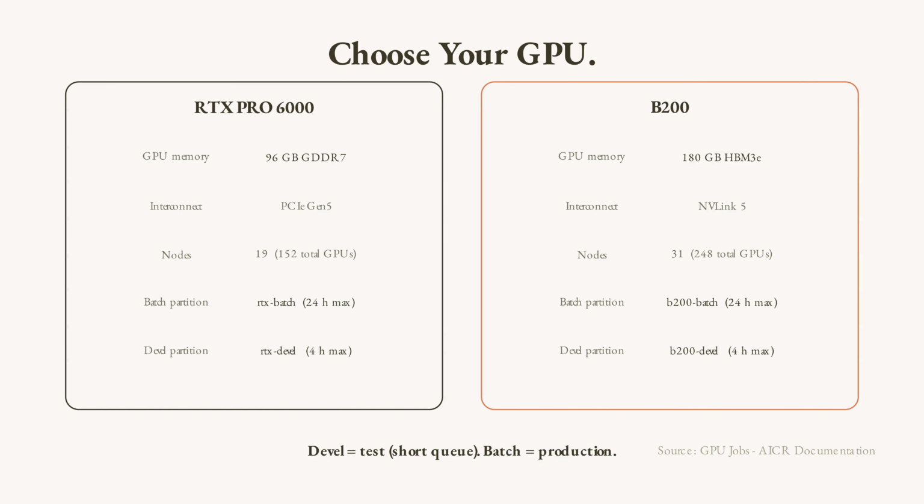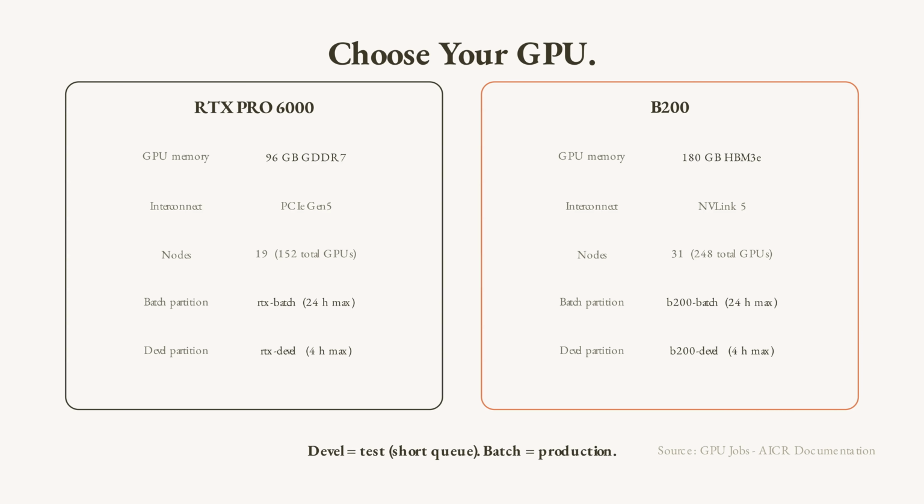RTX PRO 6000: 96 GB of GDDR7 memory, 8 per node, 19 nodes total, PCIe Gen 5. B200: 180 GB of HBM3E memory, 8 per node, 31 nodes total, NVLink 5, liquid-cooled. Use rtx-devel or B200 devel for testing. They have shorter queue times and a 4-hour wall time limit. Use rtx-batch or B200 batch for production runs up to 24 hours.